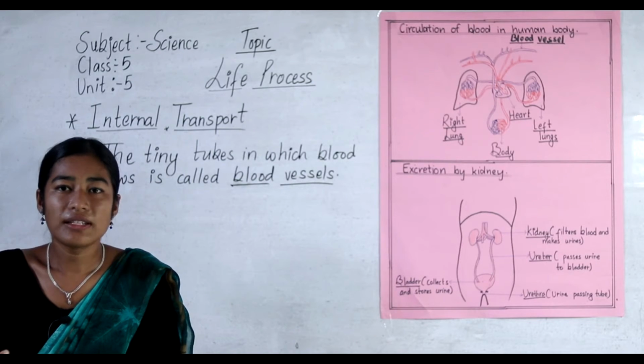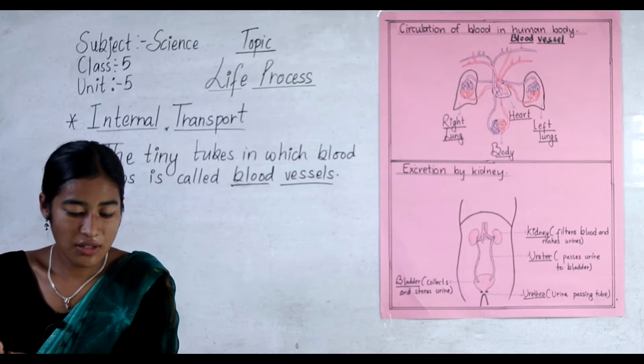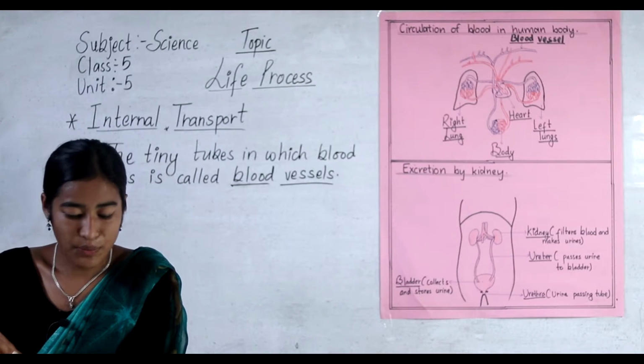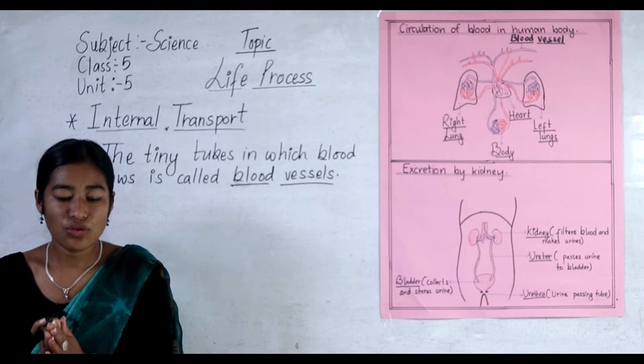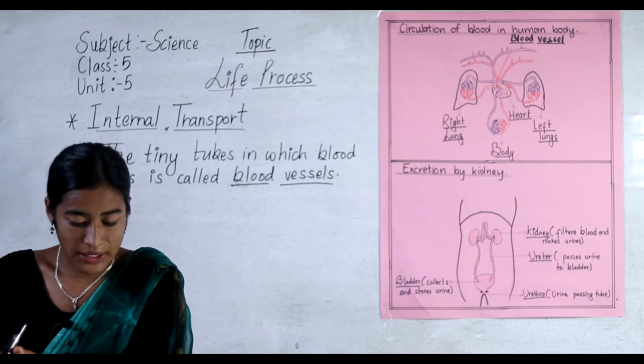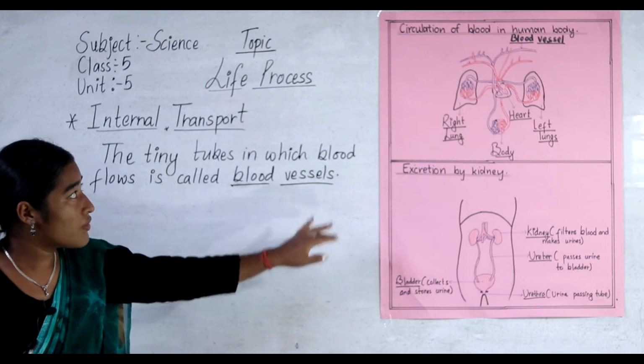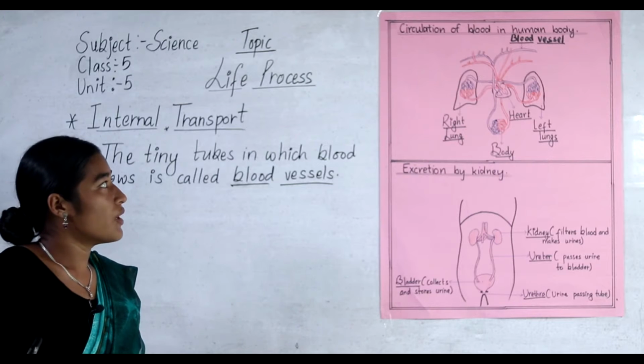This action of the heart is regular. It occurs 72 times a minute, which is called heartbeat. You can look at the figure of the circulation of blood in the human body.